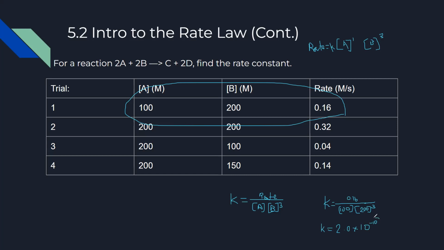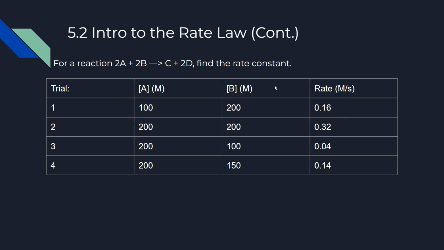And there you have it. That's basically your rate constant. And this can be applicable for all other trials with this equation. So I'll just erase everything and let's get on to 5.3.